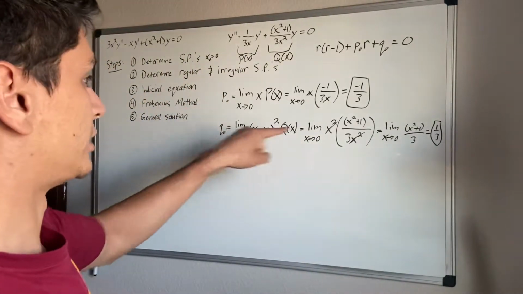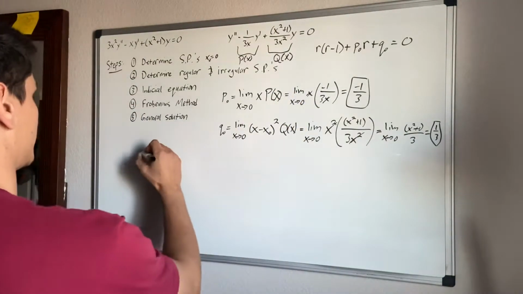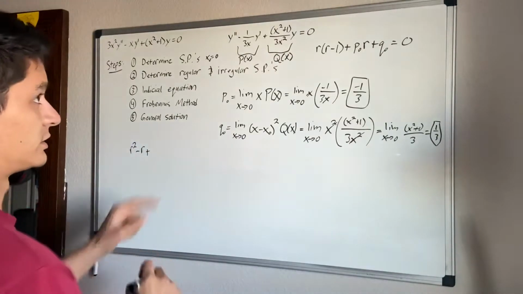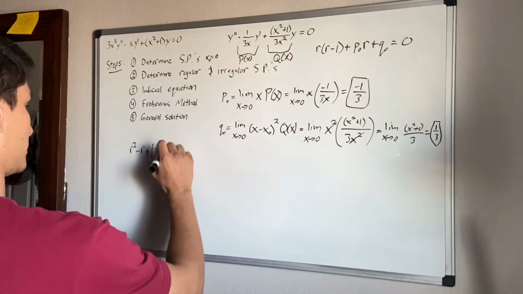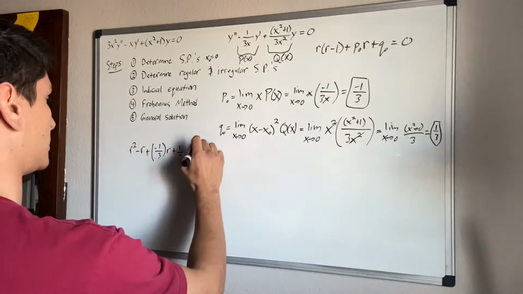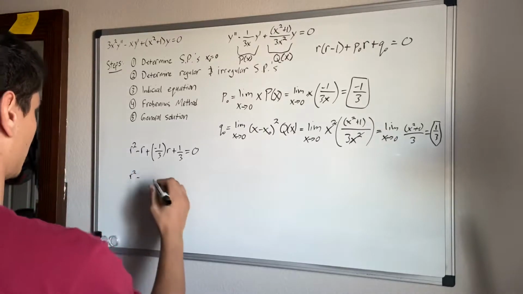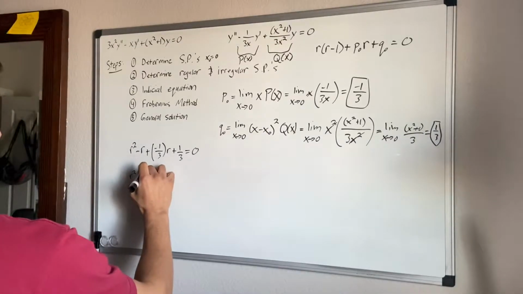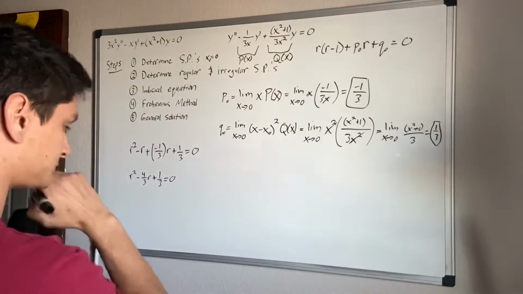Now we have P naught and Q naught, so we're on step 3, the indicial equation. Let's write it down here. R squared minus R plus P naught times R, where P naught is negative 1/3, times R plus Q naught, which is 1/3, equals 0. So now let's go ahead and solve this just like we would any other quadratic equation. Minus R minus 1/3 R is minus 4/3 R, plus 1/3 equals 0.